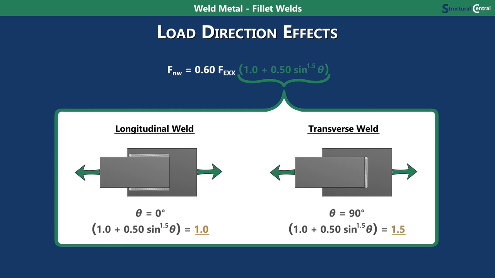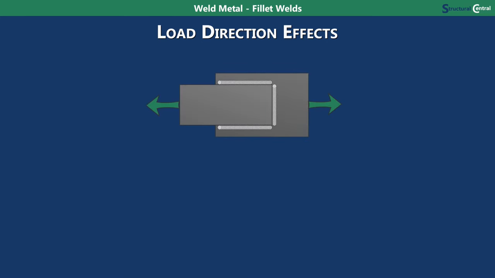Now this formula can only be used if you have a weld group loaded through its center of gravity, and when all the welds are oriented the same direction. So what do you do when the welds are oriented different directions? The AISC specification includes equations J2-10A and B, which are for fillet weld groups made up of longitudinal and transverse welds. This formula allows you to determine the capacity two ways and then use the greater value.